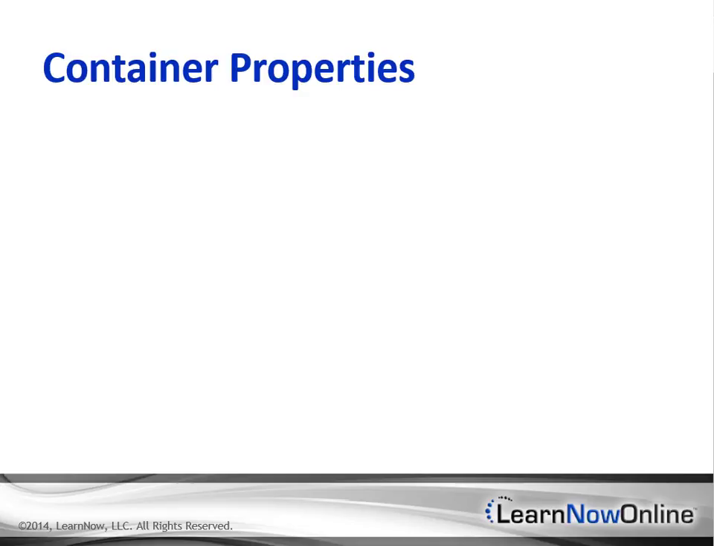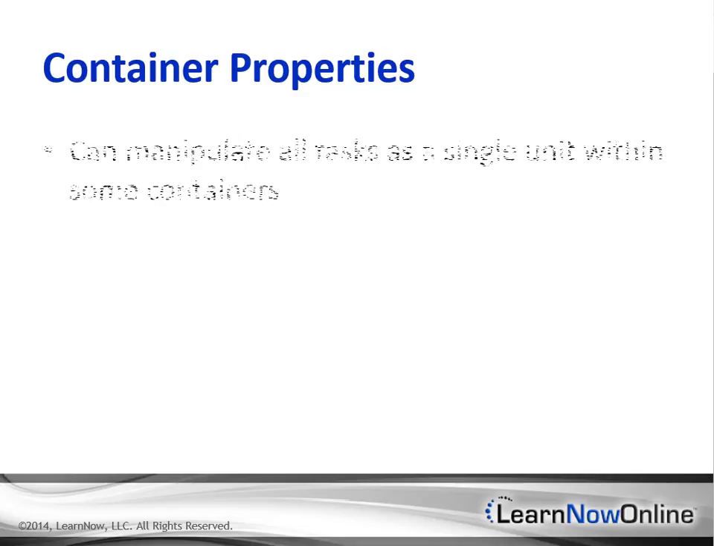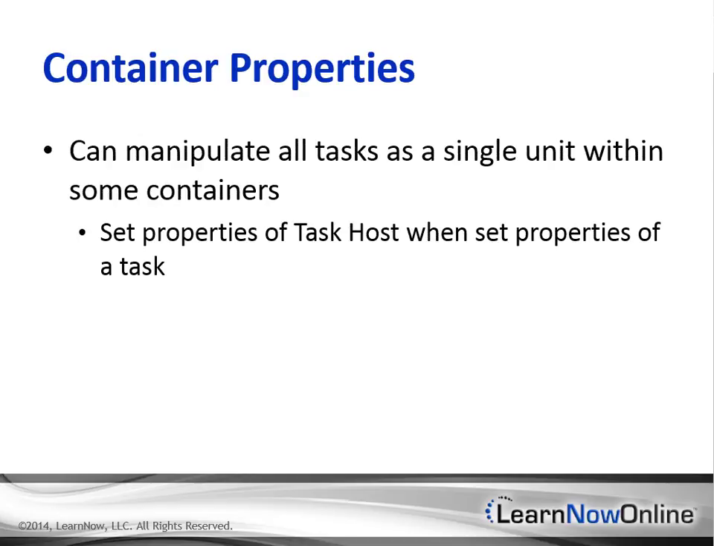Now, all of these containers share a number of properties. The idea here is that you can manipulate the behavior of all tasks as a single unit within the for each loop, the for loop, and the sequence containers. And you do that by configuring these common properties. Now, only those three containers have properties that you can directly set. You can set the properties of the task host container when you set the properties of the task it encapsulates.